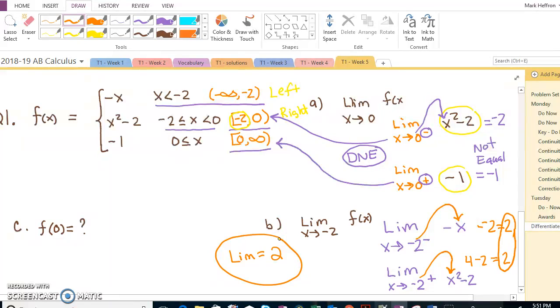And for part C, I just have to plug 0 into the function. The tricky part is figuring out which function I plug it into. This bottom one is from 0, including 0, to infinity. So when I plug 0 in, -1 comes out.